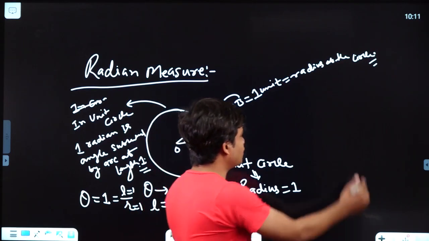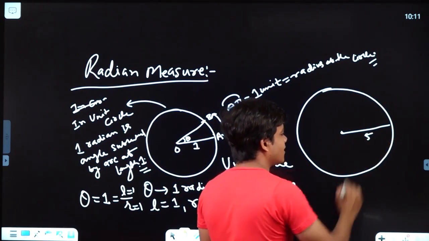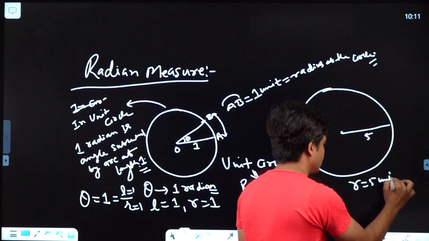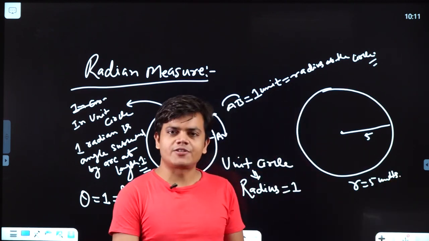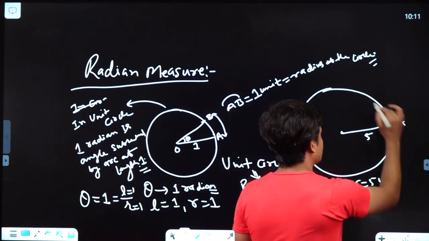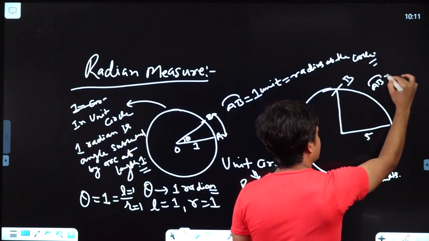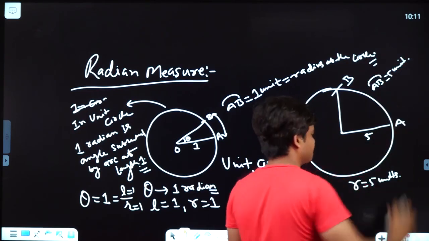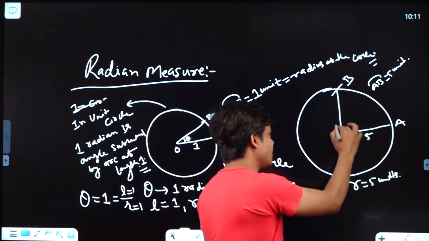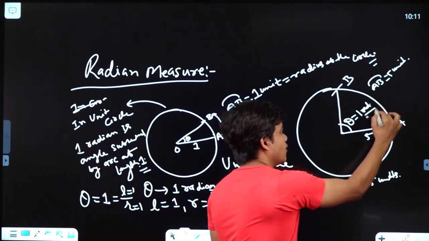But think, if your circle has a radius of 5 units, its R is 5 units. And if we take an arc length of 5 units, then what will happen? Think, this is A, this is B, and if we take this arc length AB as 5 units, then what will happen? Again, you will get 1 radian. Certainly, you will get theta is equal to 1 radian.